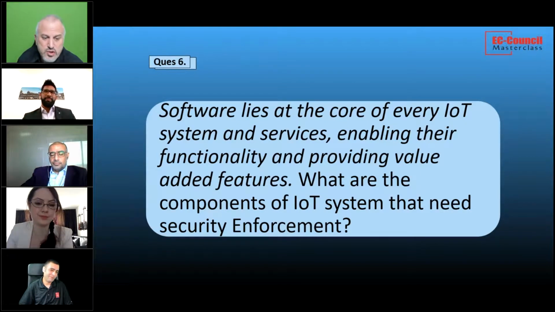Now, software lies at the core of every IoT system and services. We all know that. Not just IoT systems, I think software lies under everything, right? Except human DNA. Enabling the functionality and providing value-added features. So what are the components of an IoT system that need security enforcement for you as an architect?